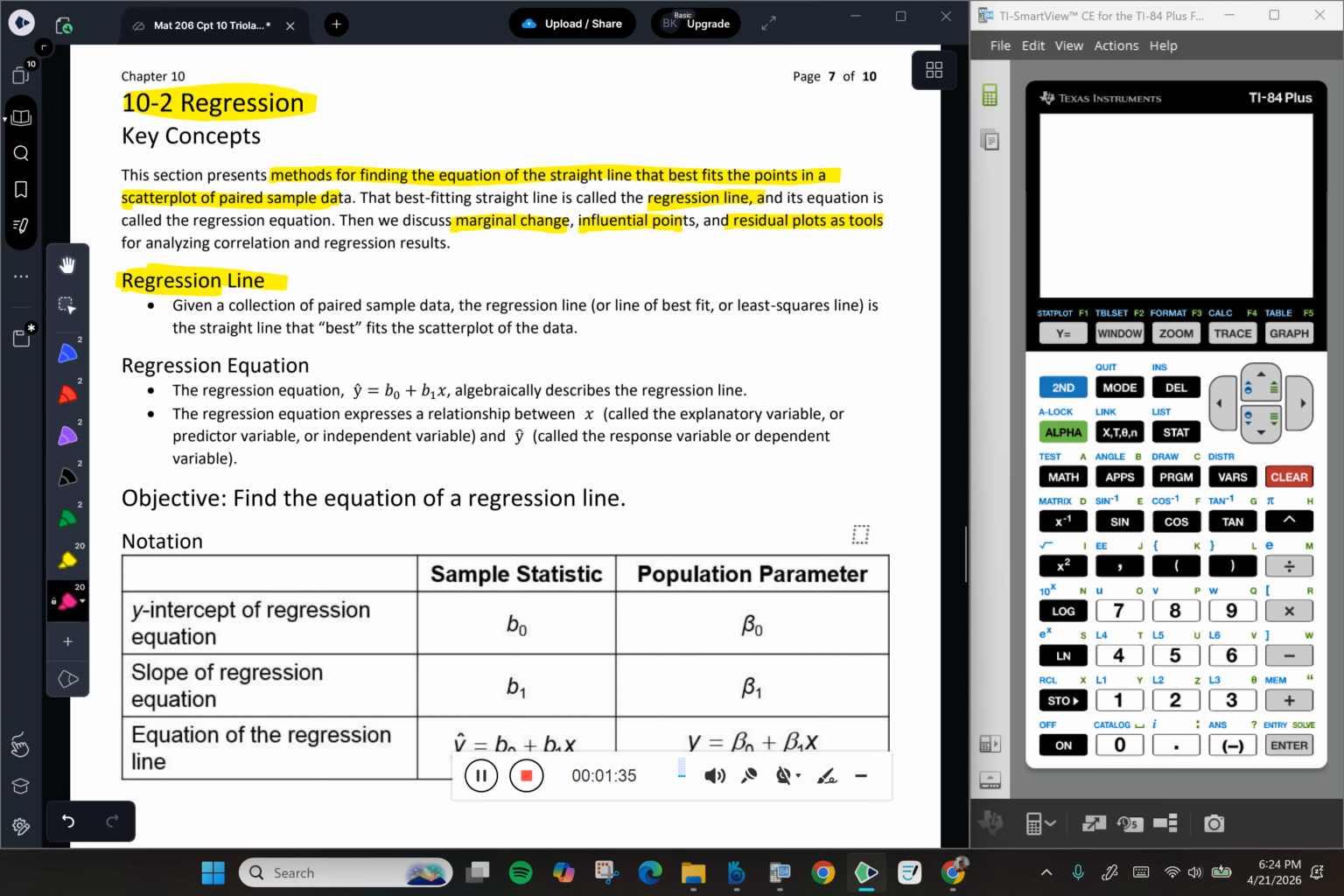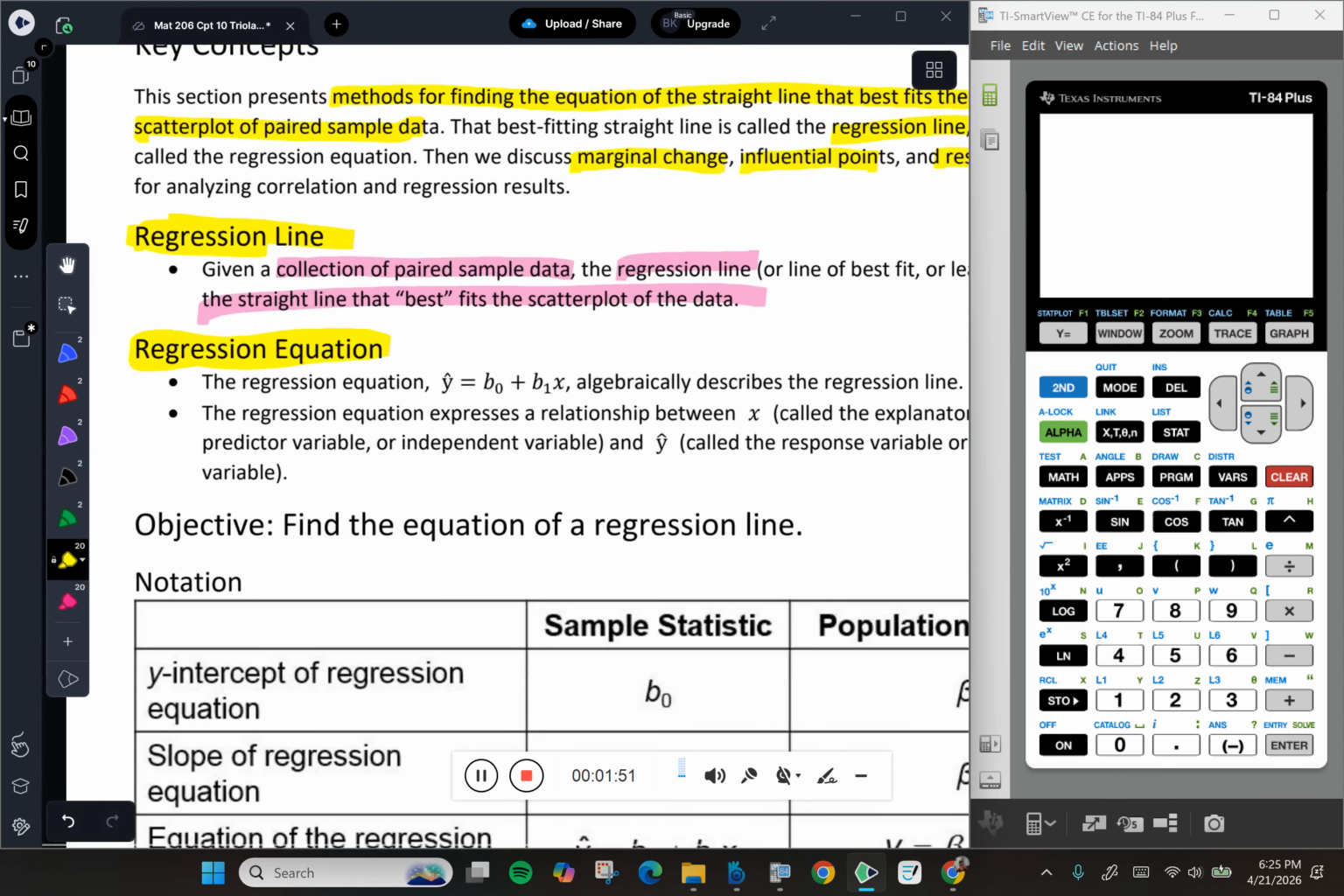If someone has given you that paired data, that bivariate data, the regression line or the line of best fit or least squares line is the line that best fits that data. Okay? When we get that regression line, the algebra of it is going to be called the regression equation.